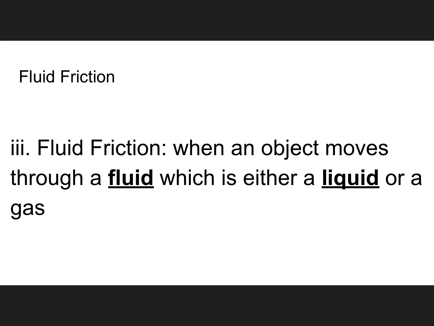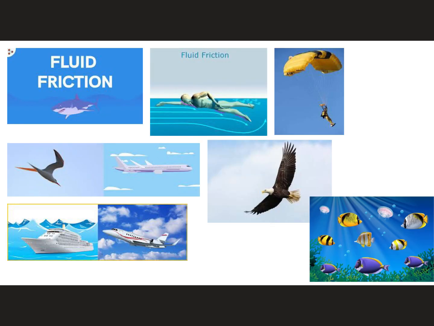And last but not least, we have fluid friction. And this is when an object moves through a fluid. And what we count as a fluid in physics is either a liquid or a gas. So either through a liquid like water or a gas like air. And here are some great examples. Anything swimming in the ocean, these fish, that human, the shark, they're all moving through water and therefore they're experiencing fluid friction. This skydiver, this eagle, these airplanes, these are all experiencing fluid friction from flying through a gas, which is our atmosphere and air.